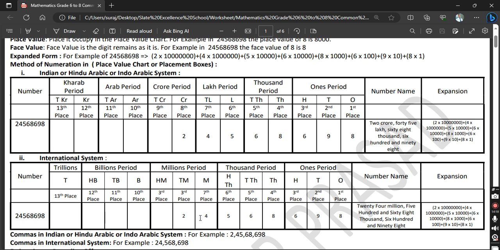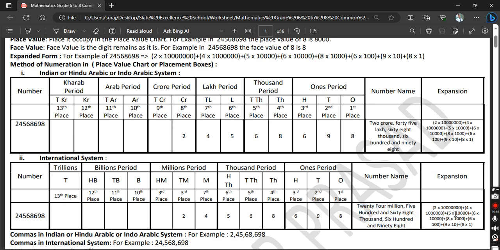So suppose we need to write this in terms of numeration. In some books, they will not say numeration, they will say write in number name. Here we are dealing with the number name, and we can even call it numeration also. So million period, 24,568,698. This is a numeration, as you are able to see here, already written over there.